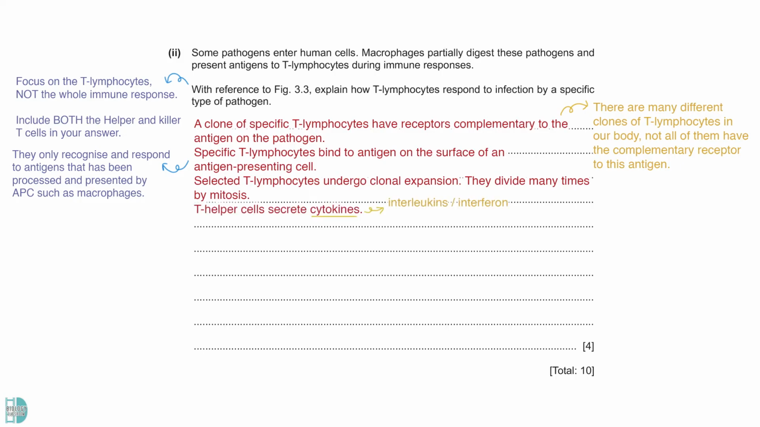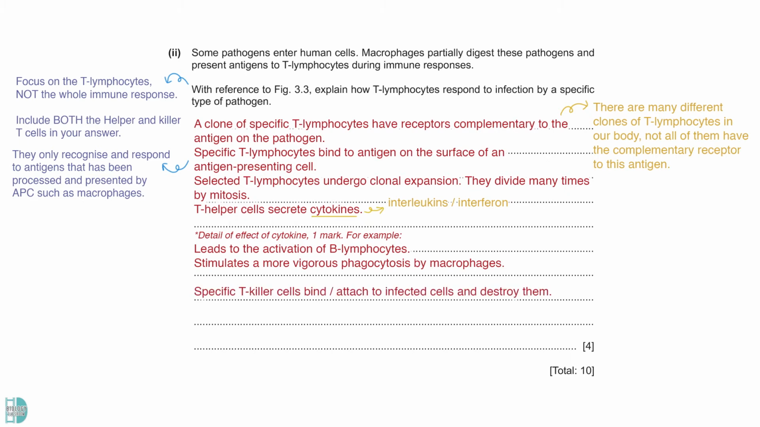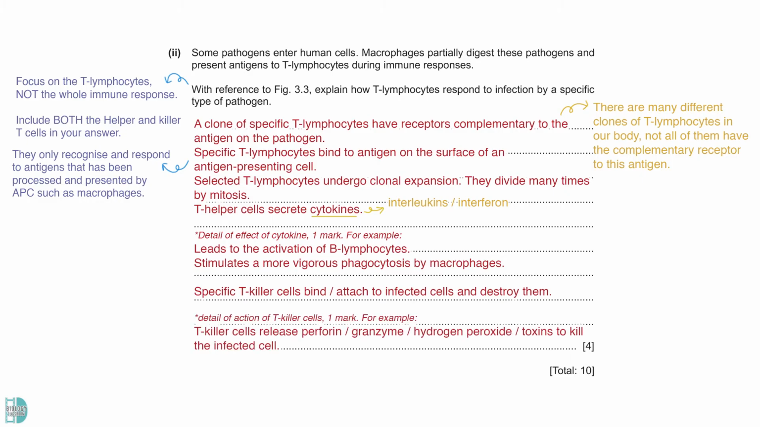The activated T helper cells will then secrete cytokines. You can also call them interleukins or interferon. A detail of the effect of cytokines will give you the next mark. For example, it activates B lymphocytes and enhances the function of macrophages. The selected T killer cells bind or attach to infected cells and destroy them. Any detail of their actions will give you the next mark. For example, you can name the substance they secrete to kill the infected cells.